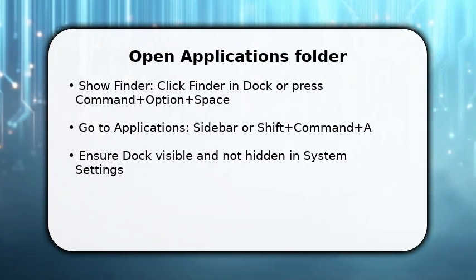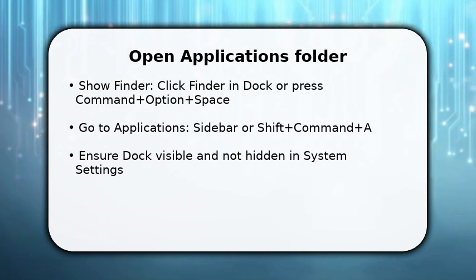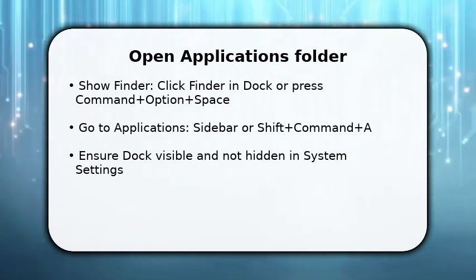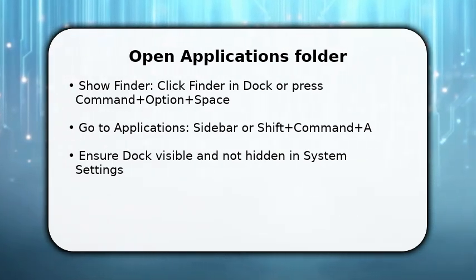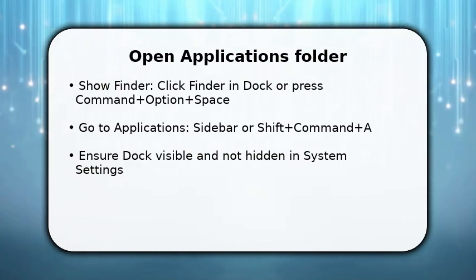If it's hidden, open System Settings, Dock and Menu Bar, and disable Auto Hide so you can place icons exactly where you want them. Now position the Finder window so you can drag the app smoothly toward the dock divider.